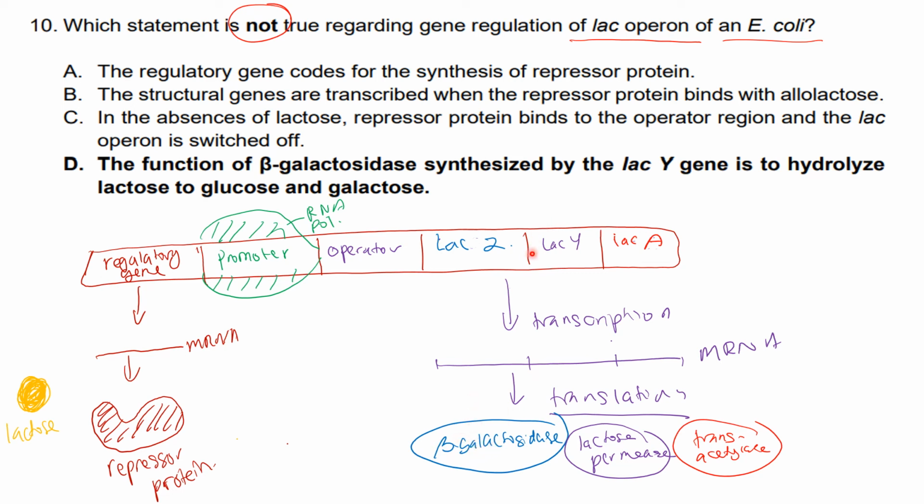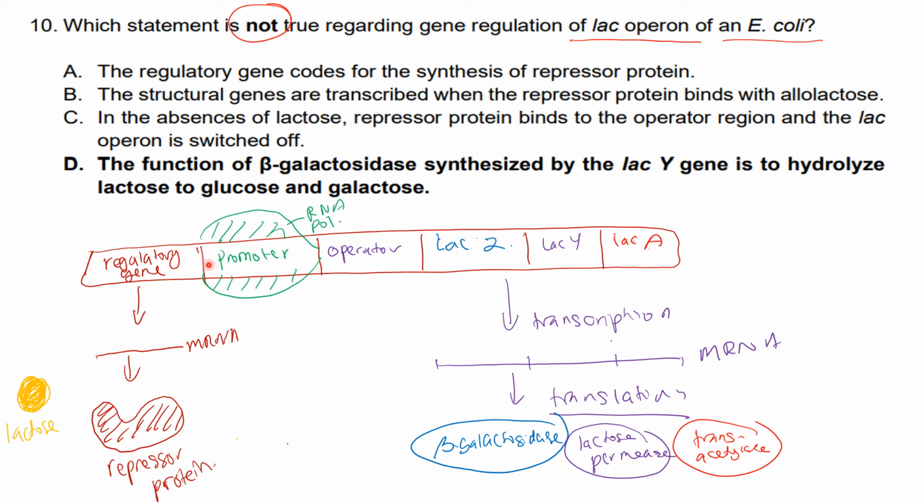The next structural gene is lacY. The function of lacY is to synthesize the enzyme lactose permease. The function of lactose permease is to allow lactose to enter into the bacterial cell. And the last gene is lacA, which is used to synthesize the enzyme transacetylase.